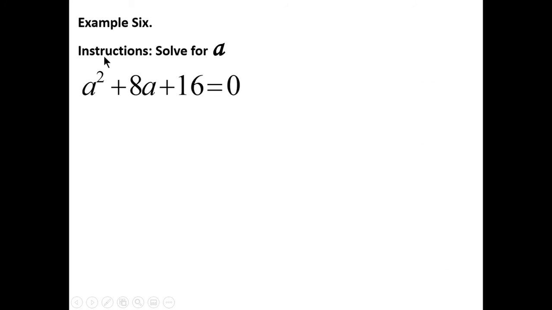Okay, example 6. We're going to solve for A. Here is your quadratic equation. Okay, here we go again. So the first step we're going to use is we're going to find out what the two factors are. We're going to break this into factors.